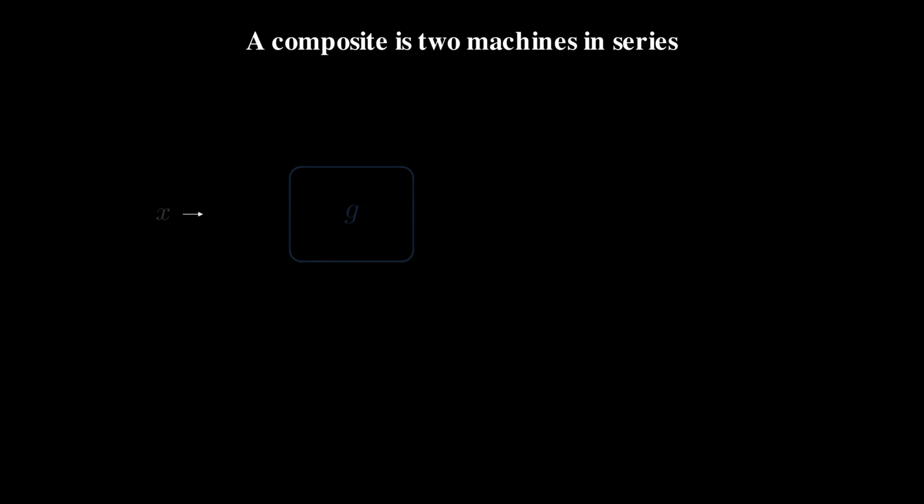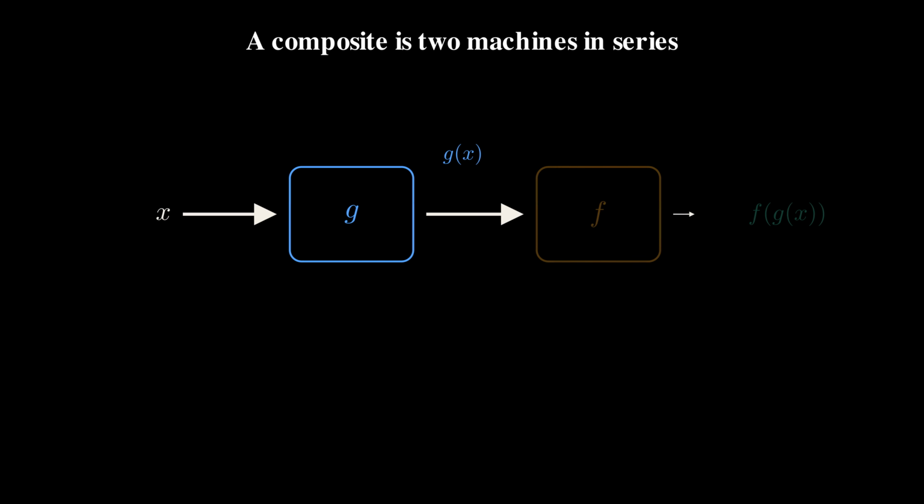Start with the composite. Think of each function as a machine. You feed in x, it spits out a number. A composite just wires two machines in series. The output of the first becomes the input of the second. Feed x into g, and out comes g of x. Now push that straight into f, and the final output is f of g of x.